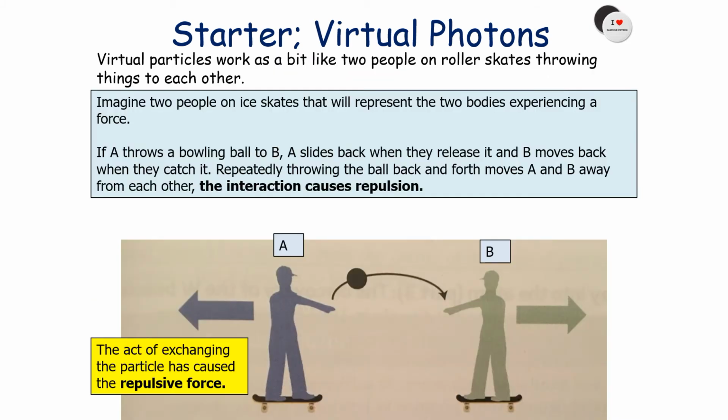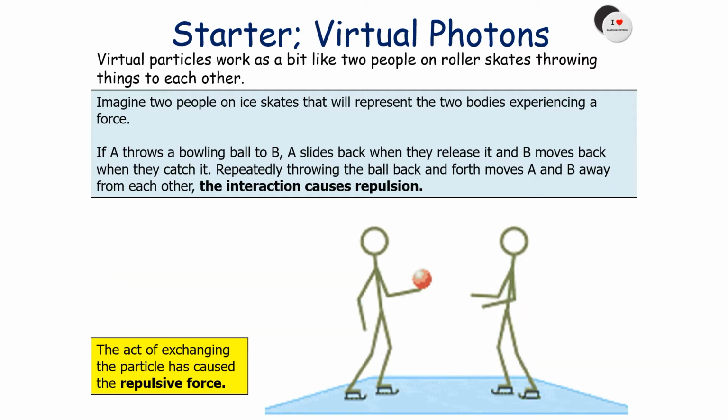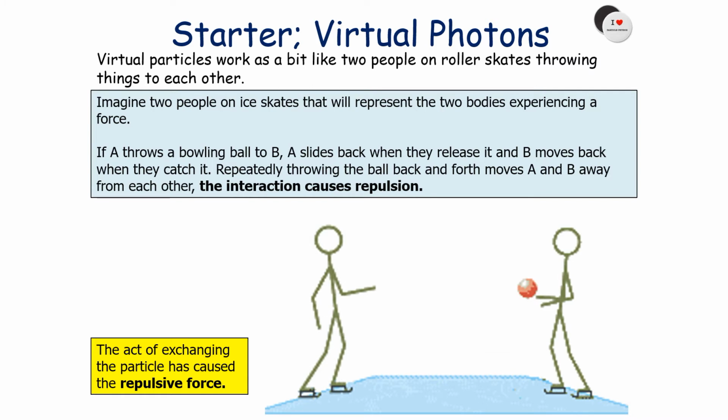So you can think of virtual particles working a bit like two people on roller skates throwing things to each other. So imagine that the two people on roller skates are representing two bodies experiencing a force. If person A throws a bowling ball to person B, A will slide back when they release it and B moves back when they catch it. So repeatedly throwing the ball backwards and forwards causes A and B to move away from each other due to the conservation of energy and momentum, so this interaction causes repulsion. This is like an exchange particle producing a repulsive force, as shown in the animation.